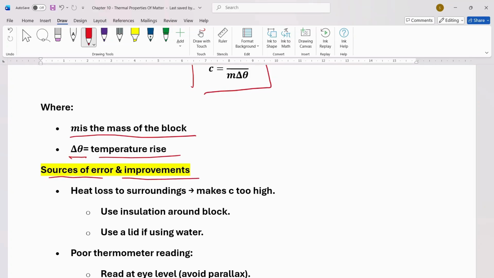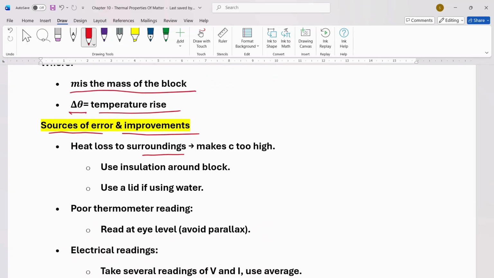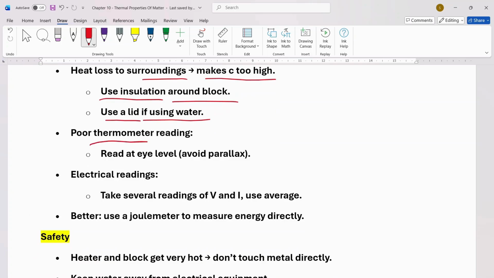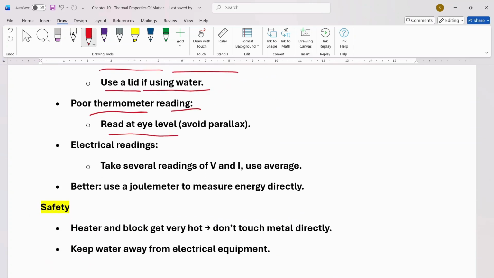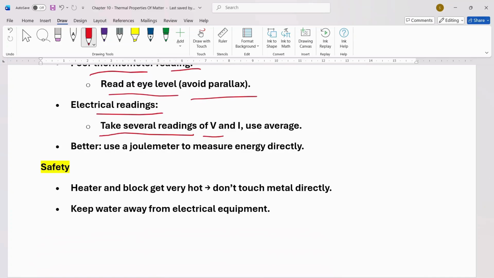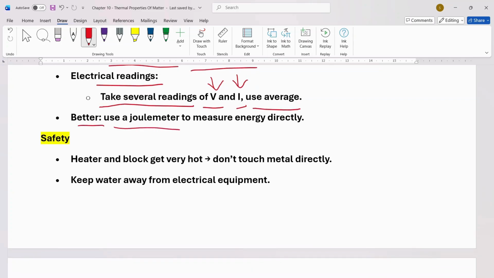Sources of error and improvements. Heat loss to surroundings makes C too high. Use insulation around the block. Use a lid if using water. Poor thermometer reading: read at eye level, avoid parallax. Electrical readings: take several readings of voltage and current and use the average. Better, use a joule meter to measure energy directly.